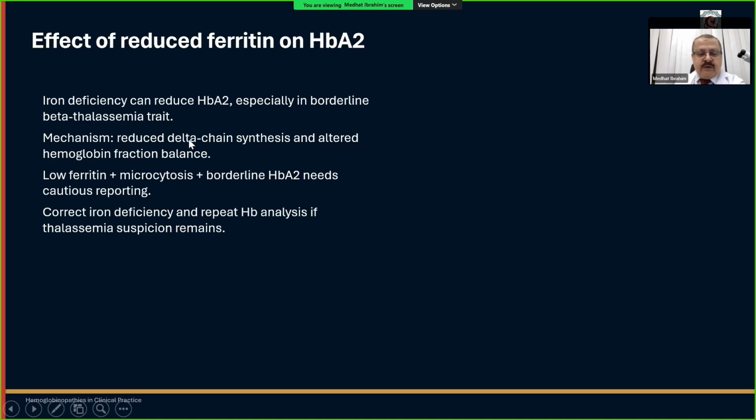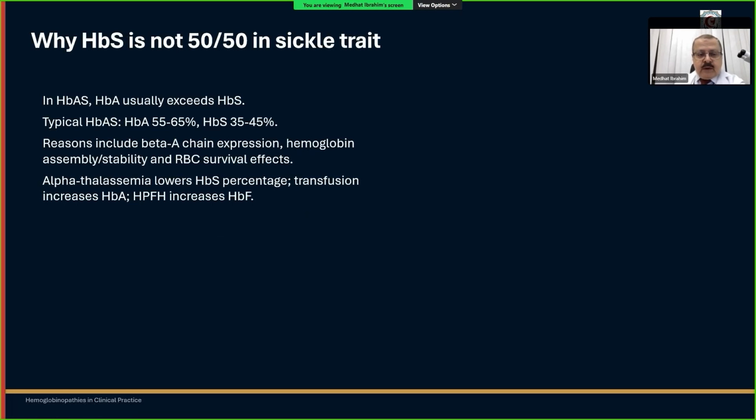So if we have any cases with iron deficiency, it has to be treated first, and then we do the electrophoresis. Right, and there is also a hint here.